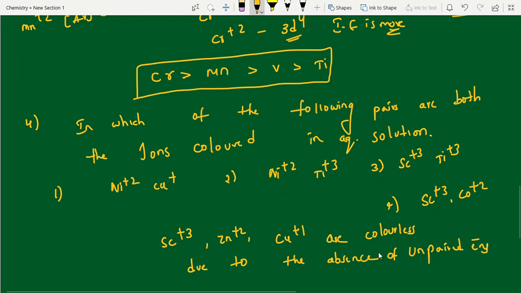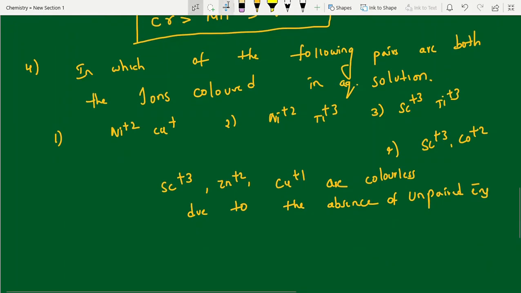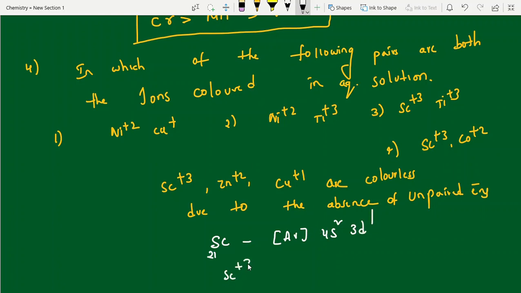No excitation, no unpaired electrons, and magnetic moment also 0, students. I'll show one example here. Scandium, atomic number 21, argon 4s2 3d1. Scandium plus 3 means it lost 3 electrons, no? 4s gone, 3d also gone. After that it can reach the argon state. Here no unpaired electrons. If there are no unpaired electrons, definitely colorless, right? Colorless, and magnetic moment also 0.